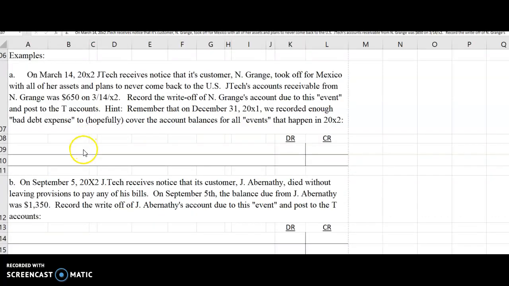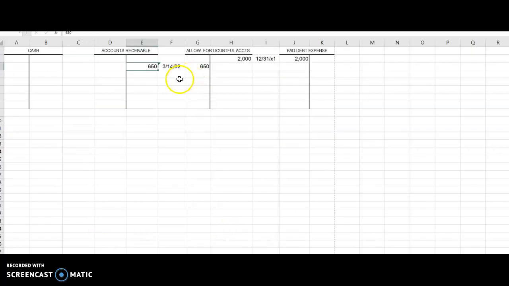So please pause the video, write your journal entry, post the debits and credits to the T accounts, and then come back, start the video again, and check your work. Did you debit allowance for doubtful accounts and credit accounts receivable, N. Grange, $650? In posting the $650, the debit on March 14th, 20X2 is to the allowance for doubtful accounts and the credit to accounts receivable, $650.